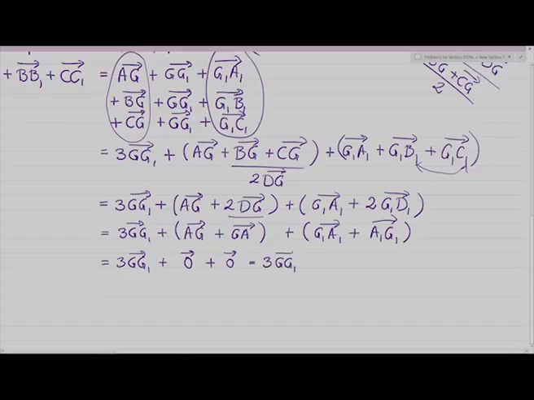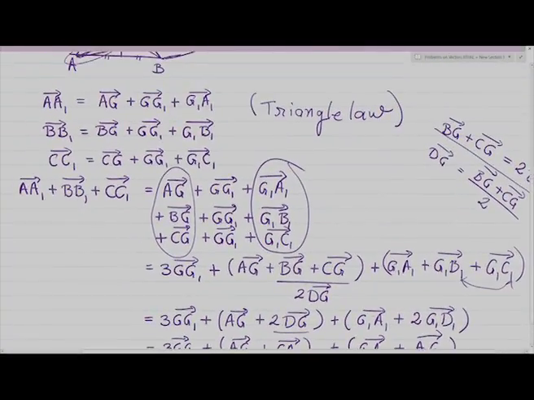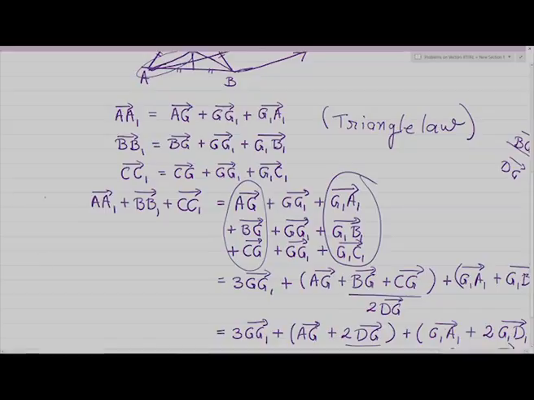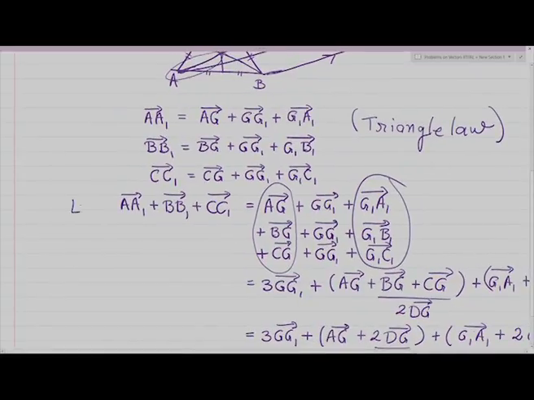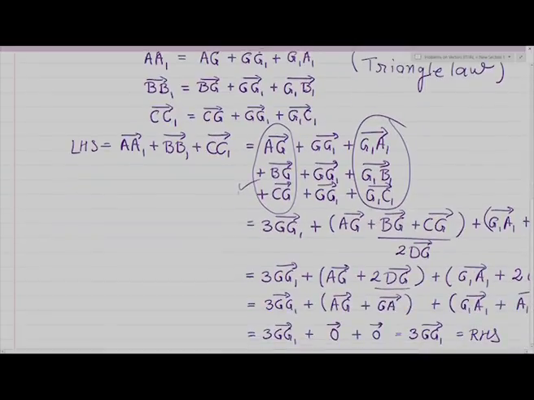So, it is 3 Gg1 bar, which is our RHS, right. So, in short, we started with LHS. So, this was our LHS, which is this. Then we have split them into components using triangle law. So, these are the component wise divisions. Then we isolated this 3 Gg1 bar.